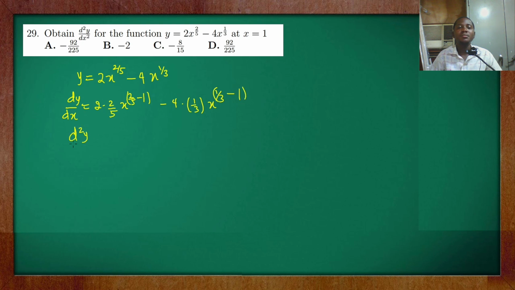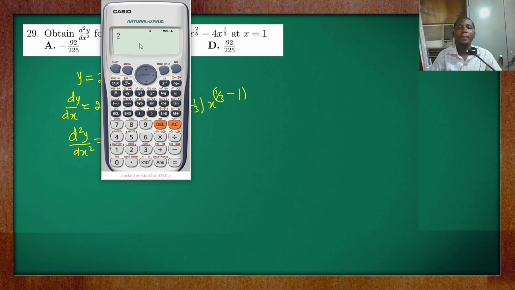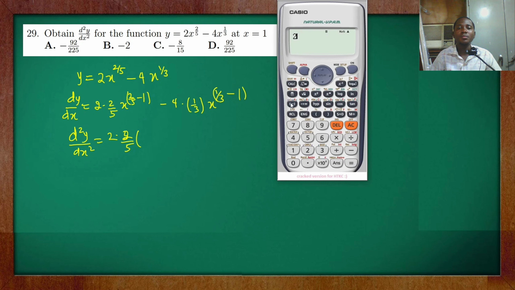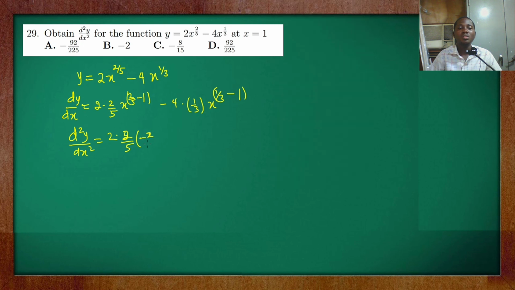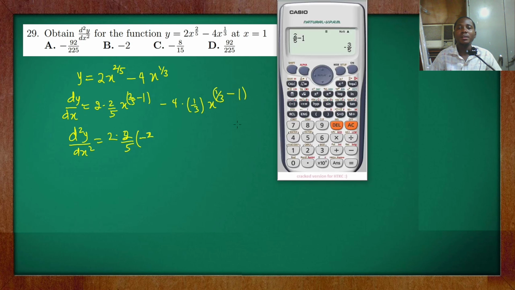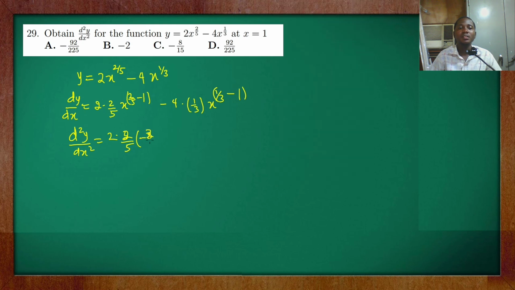Then the second derivative is just 2 multiplied by 2 over 5, multiplied by, now 2 over 5 minus 1. I know somebody will be thinking that that's a simple calculation, but notwithstanding, I like to always cross check my answer with a calculator because I don't want to make a simple mistake. So here we have minus 3 over 5.